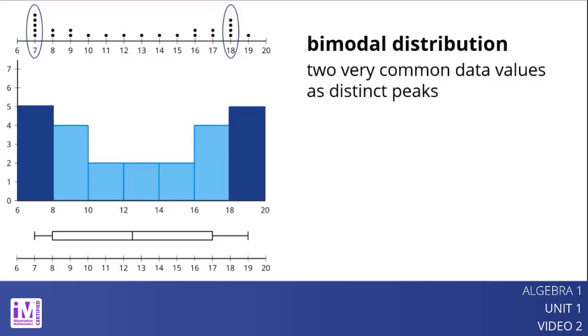Bimodal distributions are not always symmetric. For example, the peaks may not be equally spaced from the middle of the distribution, or other data values may disrupt the symmetry. In the dot plot shown, the two common data values are 7 and 18.